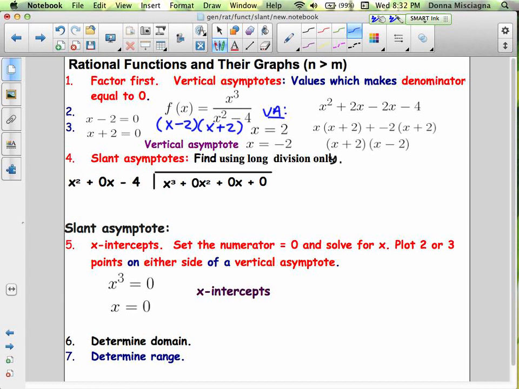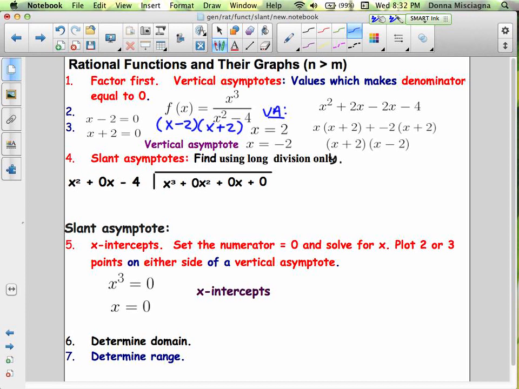Whether this is long division or synthetic division, you need to make sure that every term is represented. So in the numerator, we have an x cubed. That means I need an x squared, an x, and a constant. But we don't have an x squared, an x, and a constant. So if you're missing any terms, represent them with a coefficient of 0. So here we have x cubed plus 0x squared plus 0x plus 0. That's true whether we're doing long division or synthetic division.